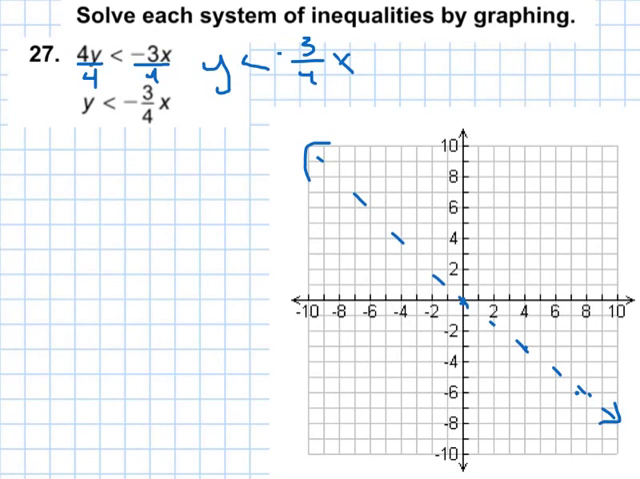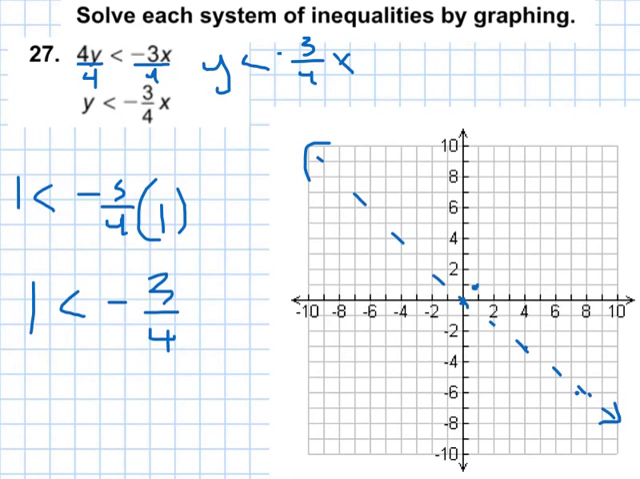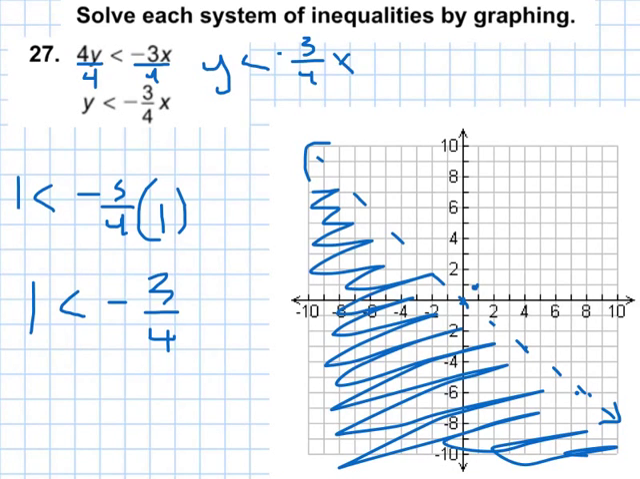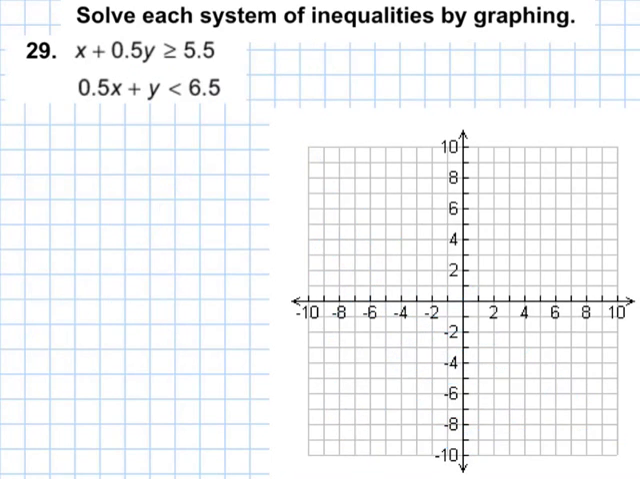And we need to figure out where to shade. So I'm going to go ahead and pick the point 1, 1. If I plug 1, 1 in, is 1 less than negative 3/4 times 1? Well, yes it is. No, it's not. 1 is not less than negative 3/4. So we'll shade on the other side. And that will be our answer.